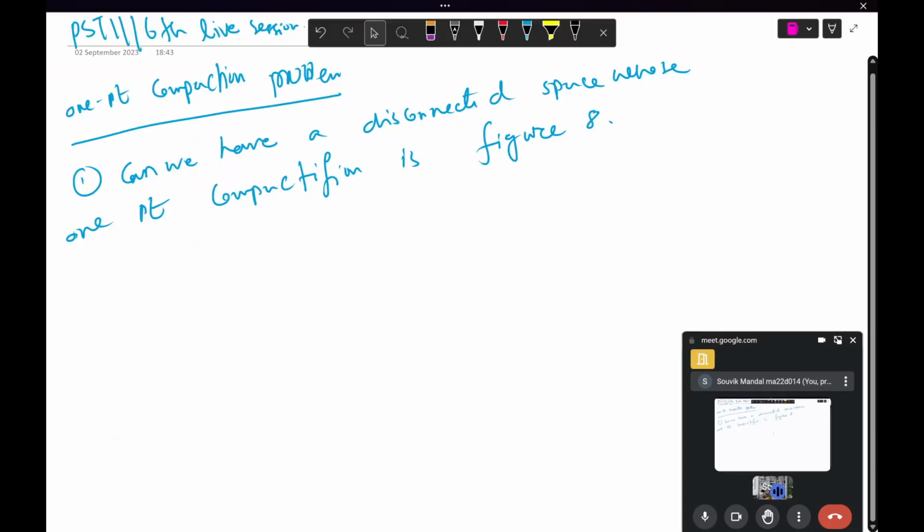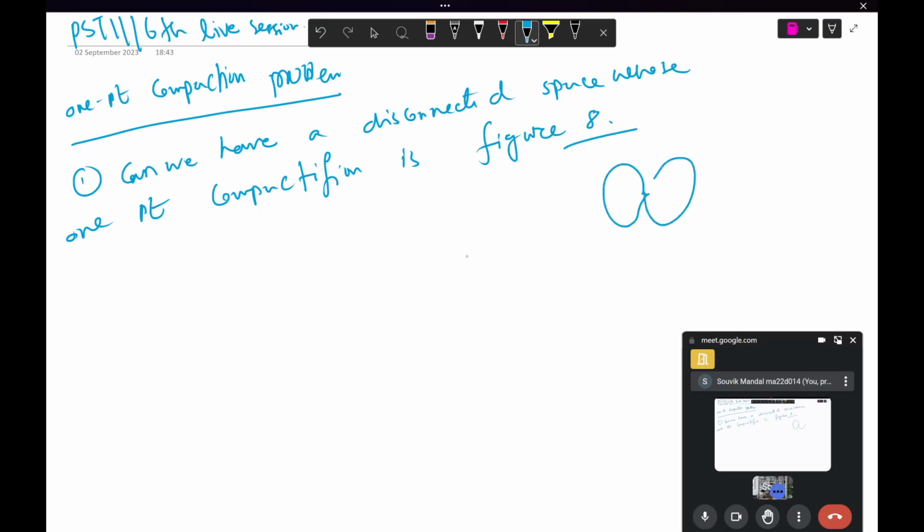The first question is, can we have one discrete space whose one-point compactification is figure 8? Figure 8 means this object. So we need to find a discrete space. One-point compactification is figure 8 means we need to find a space in which if we attach one point, then it will be a figure 8.